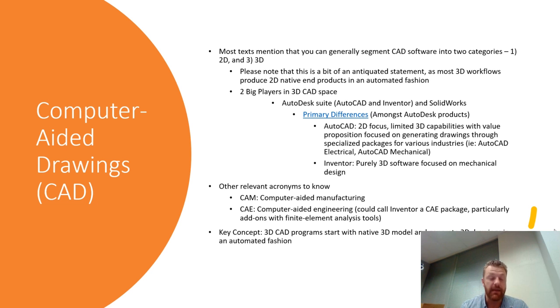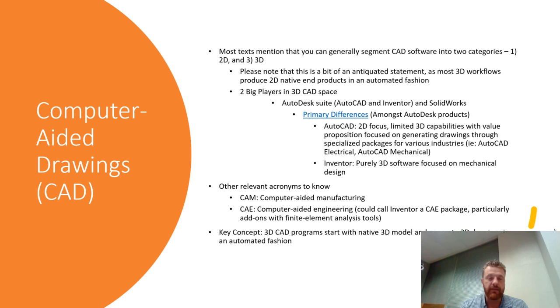SolidWorks is not made by Autodesk. It's made by a French company. It's also very useful for 3D modeling, computer-aided engineering, and interfacing with 3D printers. More recently, Autodesk makes a software package called Fusion 360 that's more of a direct competitor to SolidWorks. It's a little bit lighter weight and doesn't have all of that computer-aided engineering for manufacturing integrated into it.